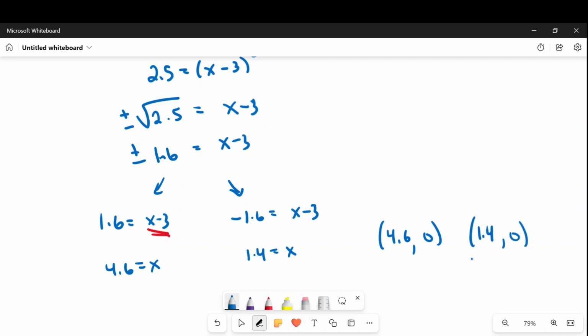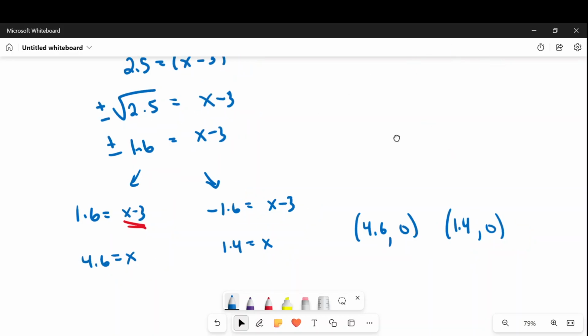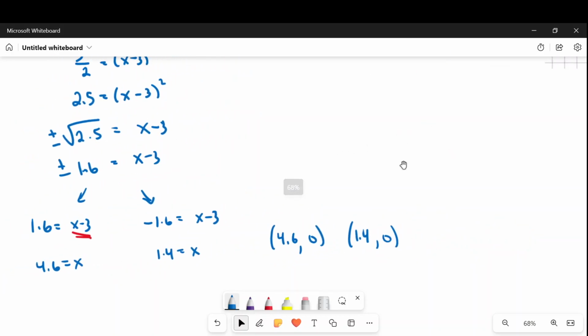My actual estimates that I did from my graph, I think I had 4.5 and 1.5. It wasn't that far off. Because we rounded anyway, my graph was actually pretty good. But that is another way to find the x-intercepts, and that's something we'll continue working on.